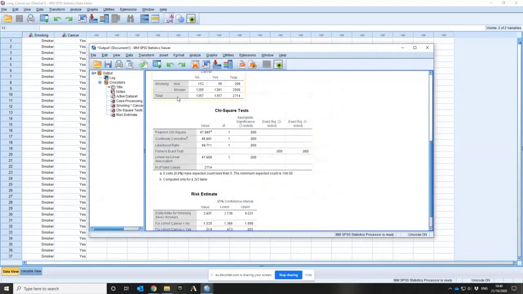In this case it tells me that of the non-smokers 152 don't have cancer, 56 have cancer. Of the smokers 1,205 don't have cancer, but 1,301 do have cancer. In total there are 208 non-smokers, 2,506 smokers. Do you think that that is a correct proportion of the population? So if I went out and got 2,714 people, would I end up with 2,506 smokers? So this is an example of what you call a case control study.